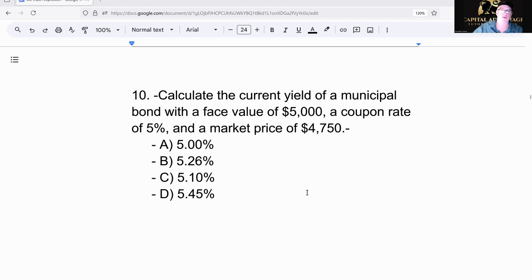Calculate the current yield of a muni bond with the face value of 5,000. 5,000 times 0.05 is 250, divided by 4,750 is 5.26. And there it is, letter B.